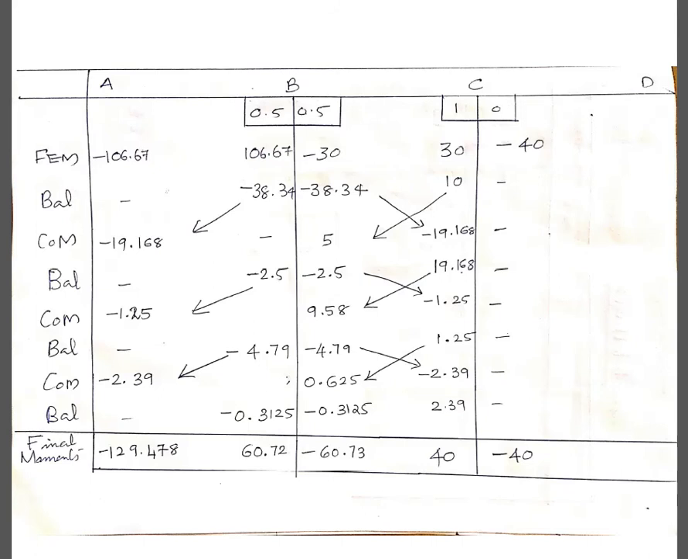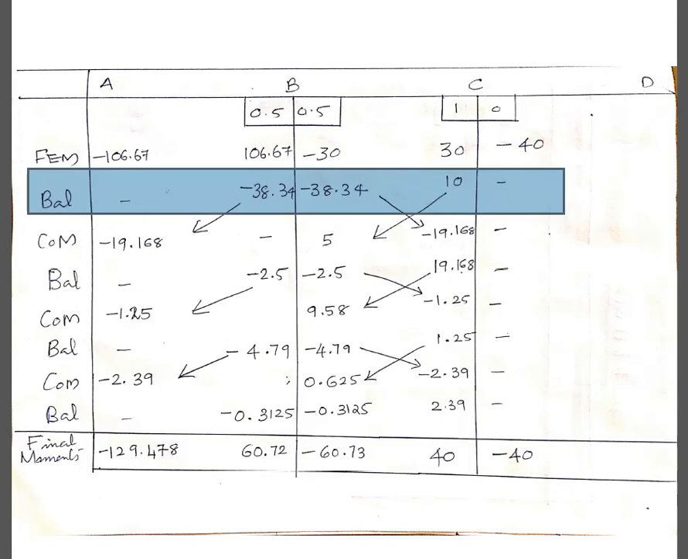Then you have to balance the moments. So how to calculate the balancing moments? The balancing moment for BA is equal to distribution factor of BA into the total moment into minus 1. A is a fixed end, so we don't have to balance the moment at the fixed ends. Now the total moment at the joint B is 106.67 minus 30. So that value should be multiplied with 0.5 and minus 1. Negative 1 should also be multiplied because it is a moment to balance the existing moment.